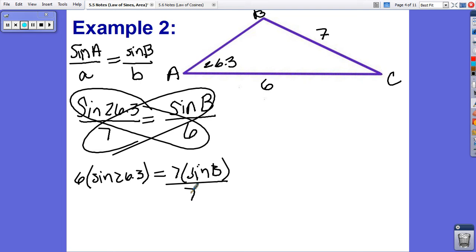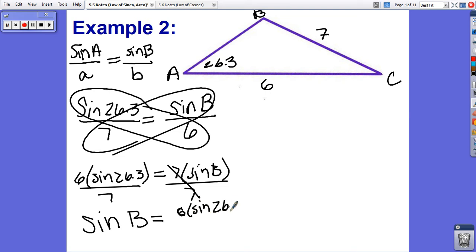I would divide both sides by 7, and you're going to get some number here. So when you do this, you'll get some decimal. I'm not going to actually get the decimal here. I'm going to leave it like that because I want my answer to be exact. But I do know that sine of B is equal to 6 times the sine of 26.3 divided by 7.